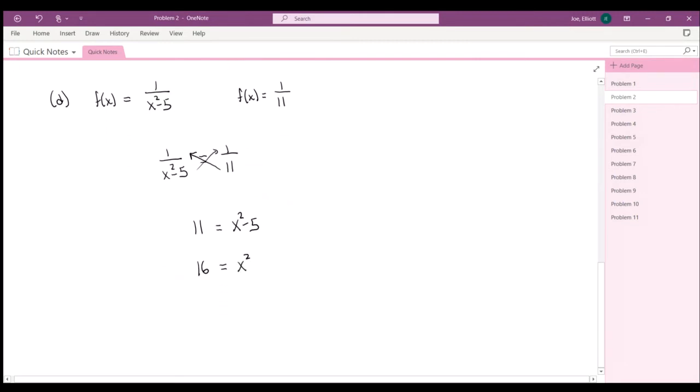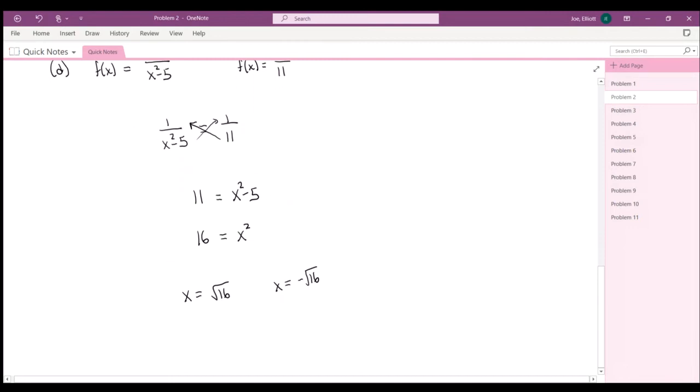So in solving for x, we'll square root it. But we get two possible solutions, right? So x could be square root of 16, or it could also be negative square root of 16. So that gives you two solutions altogether. x could be either 4 or negative 4.